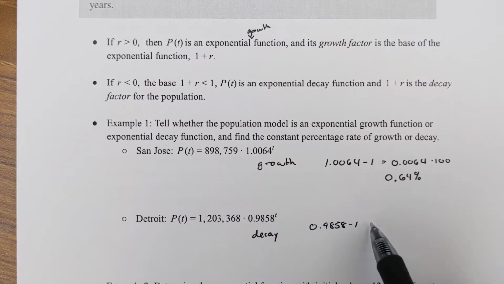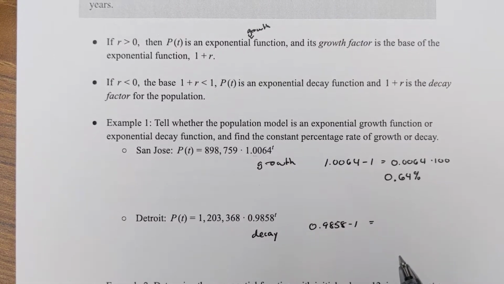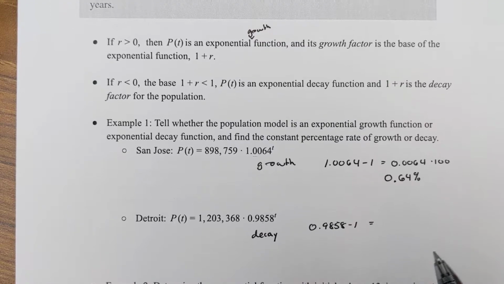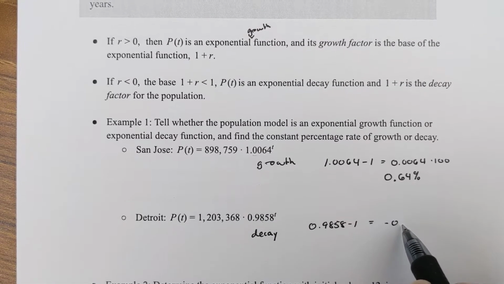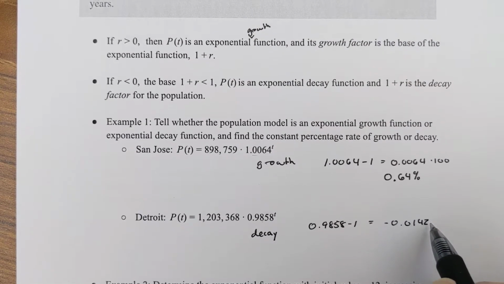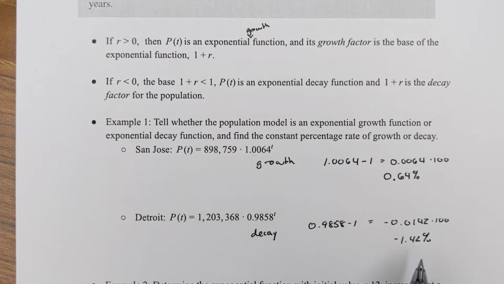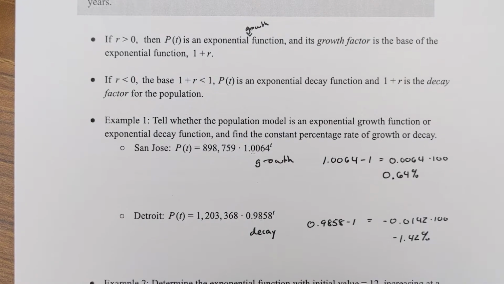0.9858 minus 1, I'm lazy, get the calculator, 0.9858 minus 1. So this is negative 0.0142 multiplied by 100, so 1.42%. So Detroit's losing people at a rate of almost 2%.